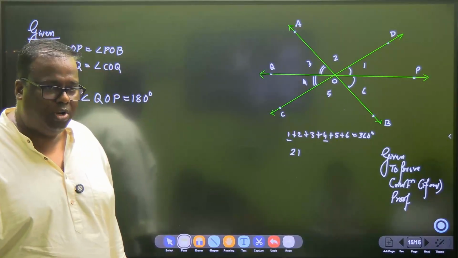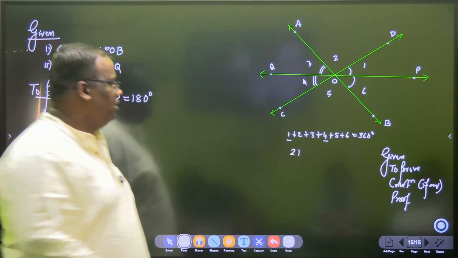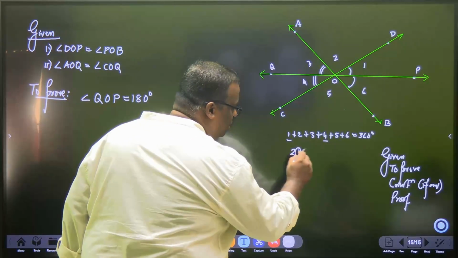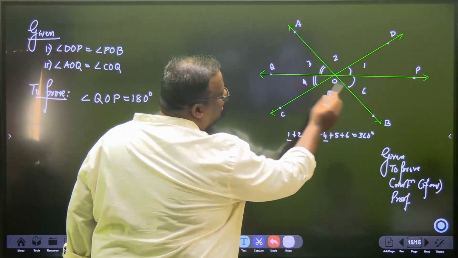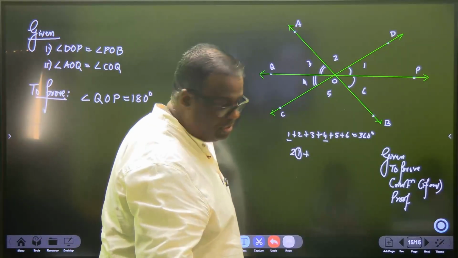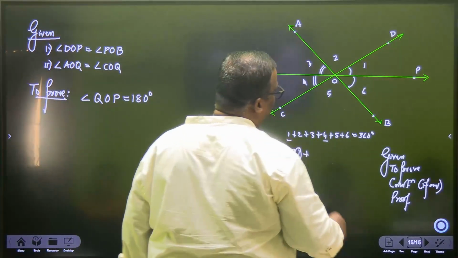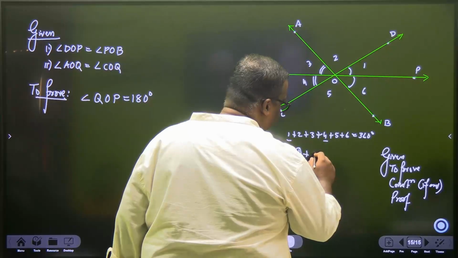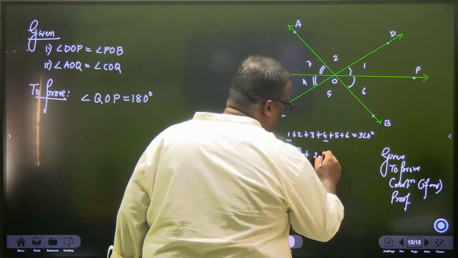Instead of 1 and 4, I am putting 2 times of 1. 2 times of 1. Is this understood? Okay. Then if I look at 3 and 6, they are also equal. So I can write what? 2 times of 3. I can write this.